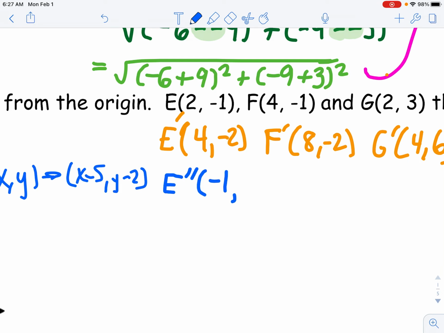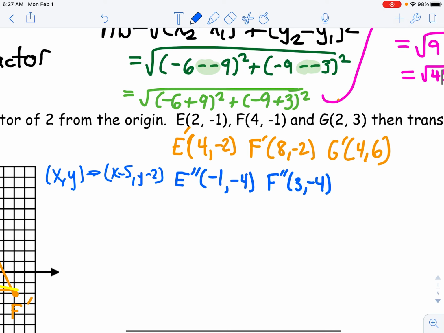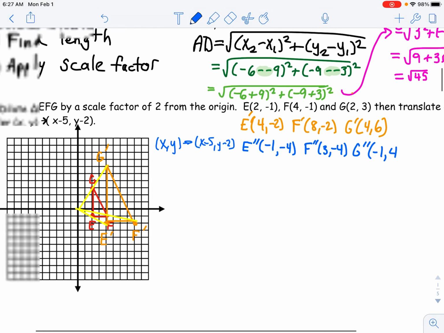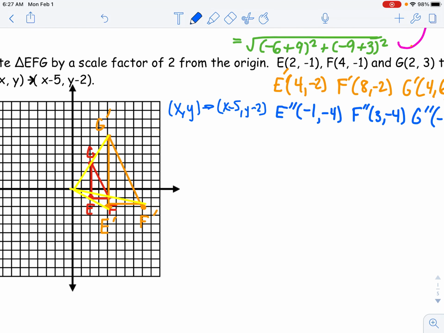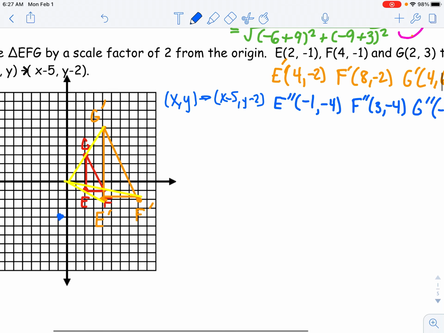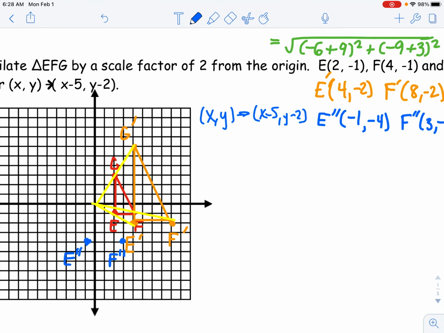-1. What's -2 minus 2? -4. F double prime, what's 8 minus 5? 3. What's -2 minus 2? -4. And then G double prime would be -1, 4. All right, that's it. We're just shifting everything so I can go ahead and plot these points. Or you could just straight up count from the graph itself. So -1, -4, 3, -4. So E double prime, F double prime, and then G double prime is at -1, 4.